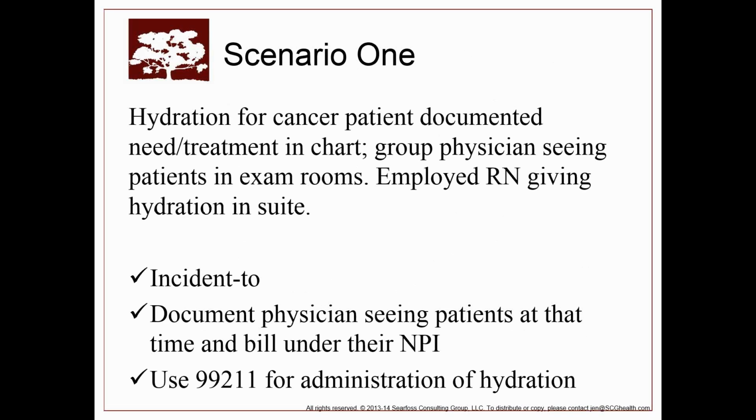So let's turn to some scenarios and, of course, some wrinkles because it's like English. Everything doesn't quite work. My first example is in a chemotherapy scenario where hydration for a cancer patient is documented for the need and treatment in the chart. A group physician is seeing patients in the exam rooms that are in that suite, and an employed RN is giving hydration in the suite. So this would meet the definitions of incident to. They would document the physician seeing patients at that time with those E&M services in the suite and bill under their NPI. And then they're going to use the 99211 for administration of hydration because this is an RN auxiliary personnel.